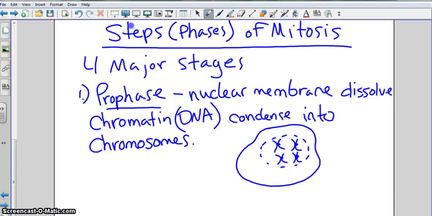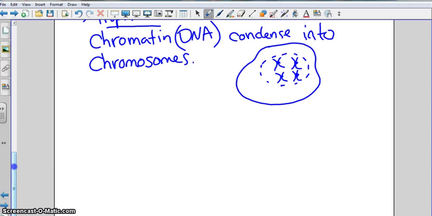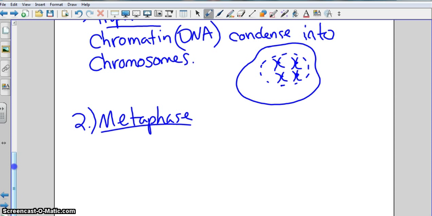So the second step we said is metaphase. If we go to metaphase, are you guys remembering some of this stuff? Some of you didn't learn this? The only thing that really happens in metaphase is the chromosomes line up in the middle of the cell.